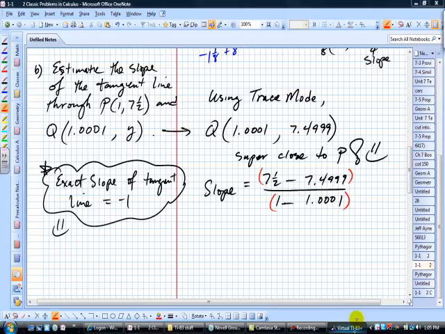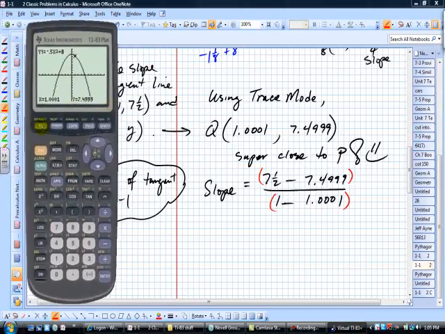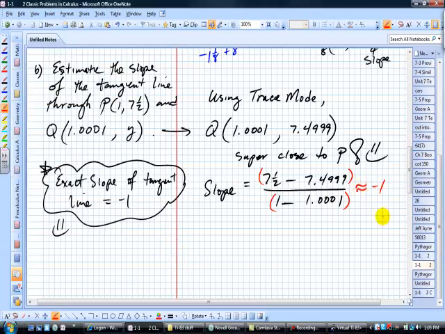So let's bring the calculator back. And let's go second mode, or quit, and that gets you the home screen. Let's go left parentheses, 7.5 minus 7.4999, close it off, divided by, parentheses, 1 minus 1.0001. End parentheses, enter, and look at that. The calculator rounds the result to -1.